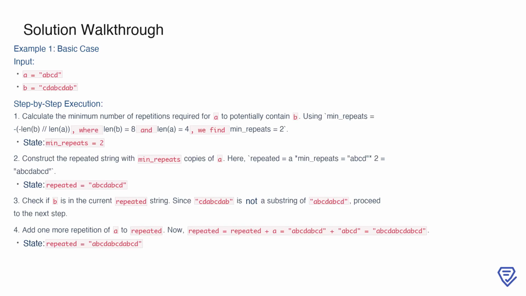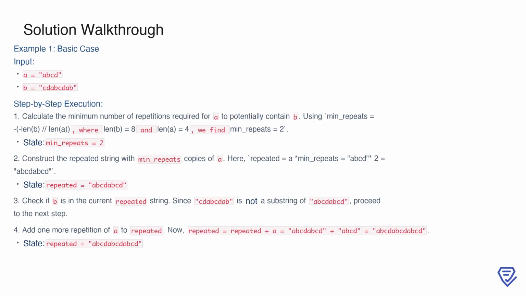In this example, we are given A as ABCD and B as dab. The first step is to calculate the minimum number of times we need to repeat A so that it could potentially contain B. Using the formula min_repeats equals len(B) divided by len(A), rounded up, we find that the length of B is 8 and the length of A is 4. This gives us min_repeats equals 2. Next, we construct a string by repeating A twice, which results in repeated equals ABCDABCD.